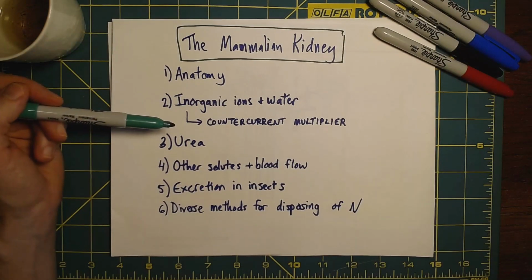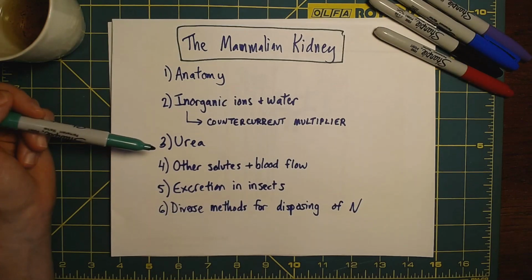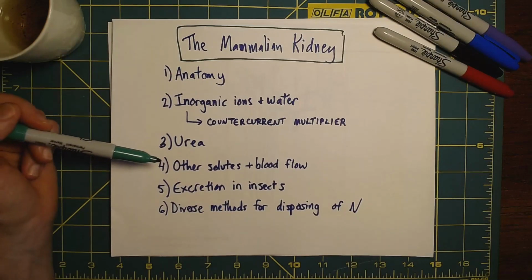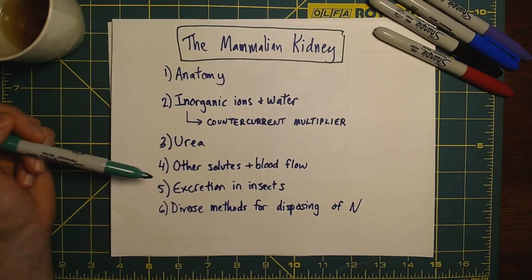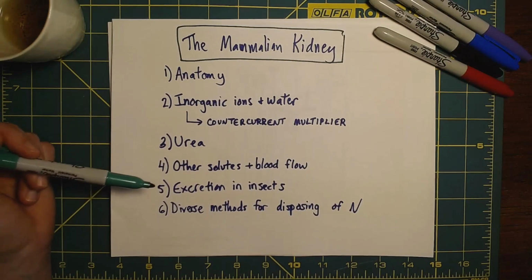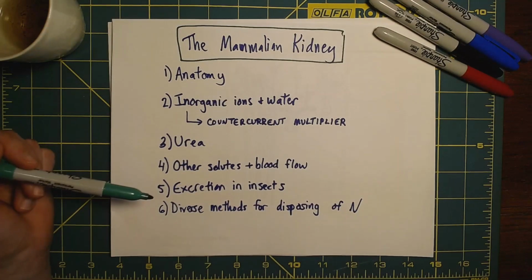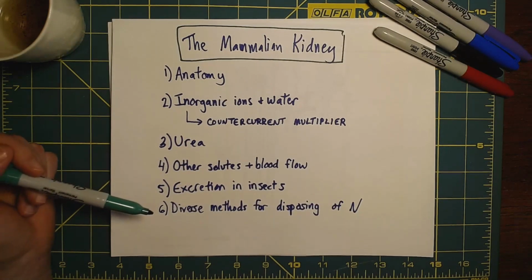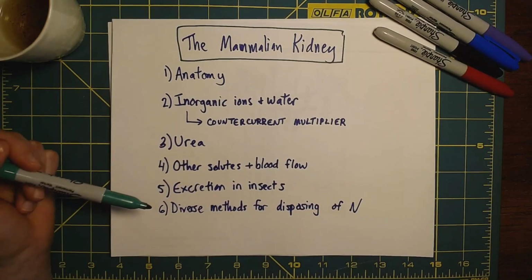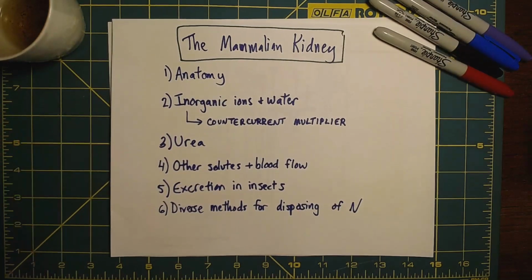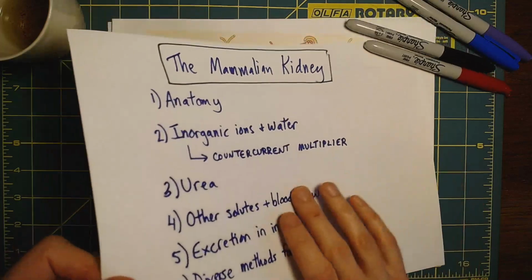Once that's covered, we'll follow the fate of urea to see how that gets concentrated. And then from there, we'll look at how other solute reabsorption happens in the proximal convoluted tubule. And then lastly, we're going to look at how blood flow happens through the kidney. Beyond this, we're going to conclude by briefly talking about excretion in insects as another comparison case, and then we're going to touch on some interesting details about the diversity and how nitrogenous wastes are dealt with and excreted by different types of animals. Okay, so for now, the anatomy.